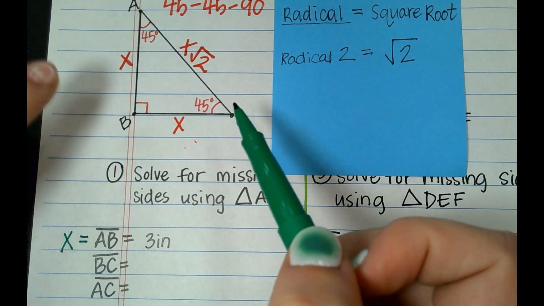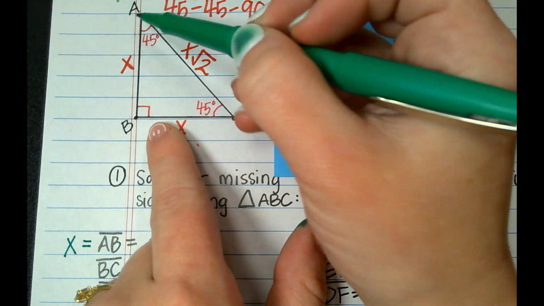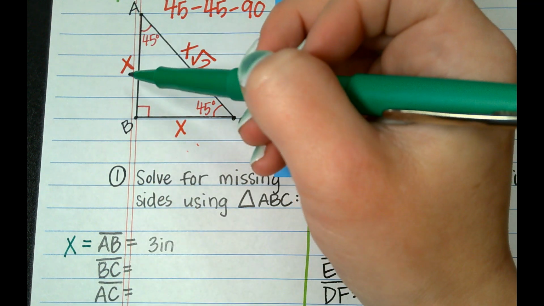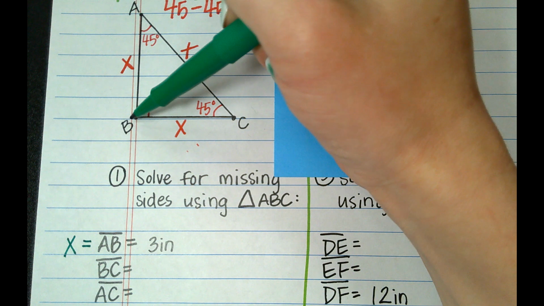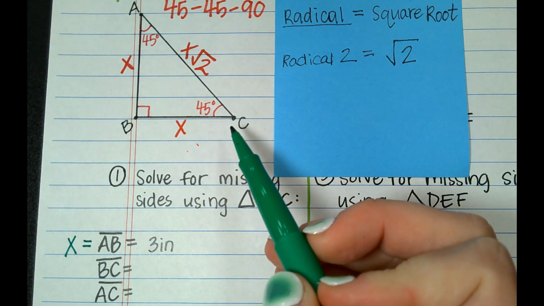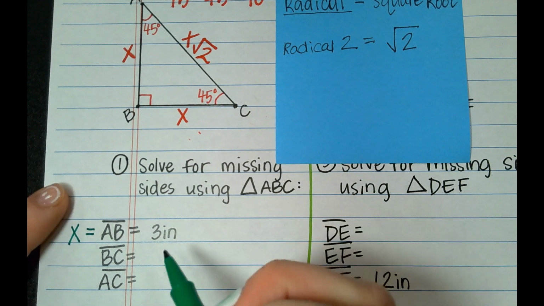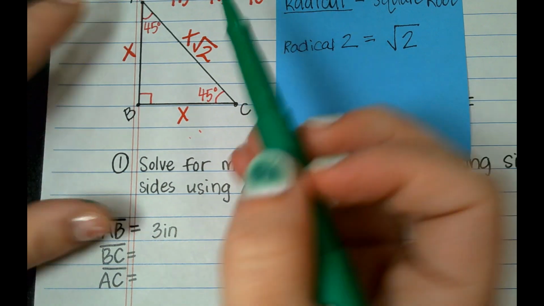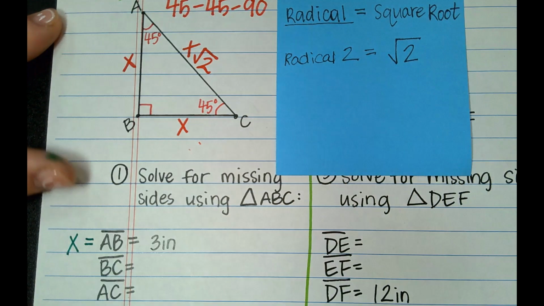So Erica just pointed out a really good thing here. She said if we know that A to B is 3 inches, and we know that A to B is the same size as B to C, then B to C must also be 3 inches. Do we agree with that? Yeah. Well, that's good, because it's right. It's true. So how do we know that B to C is the same as A to B?